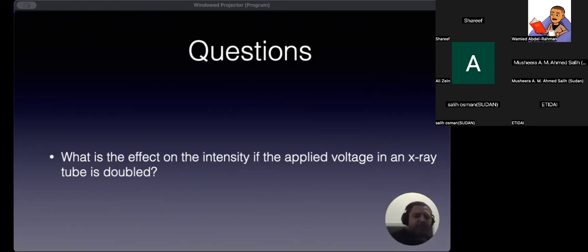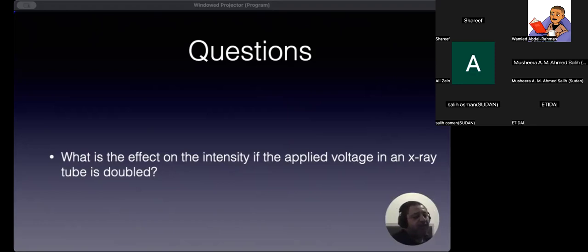So the first question is, okay, what's the effect on the intensity of a beam if the applied voltage in an X-ray tube is doubled? So now we put for example, the potential in an X-ray tube, or the kVp, suppose was 80 kV. Now we just turn the knob. We still have the same current of electrons, but we increased actually the potential difference between the cathode and the anode. And now this potential difference is 160. So the question is, what's going to happen to the intensity of the beam?